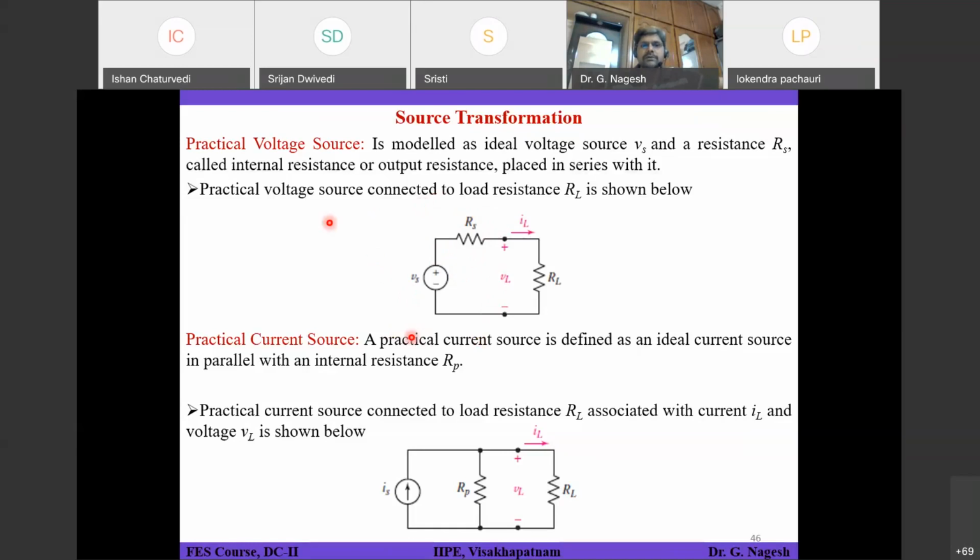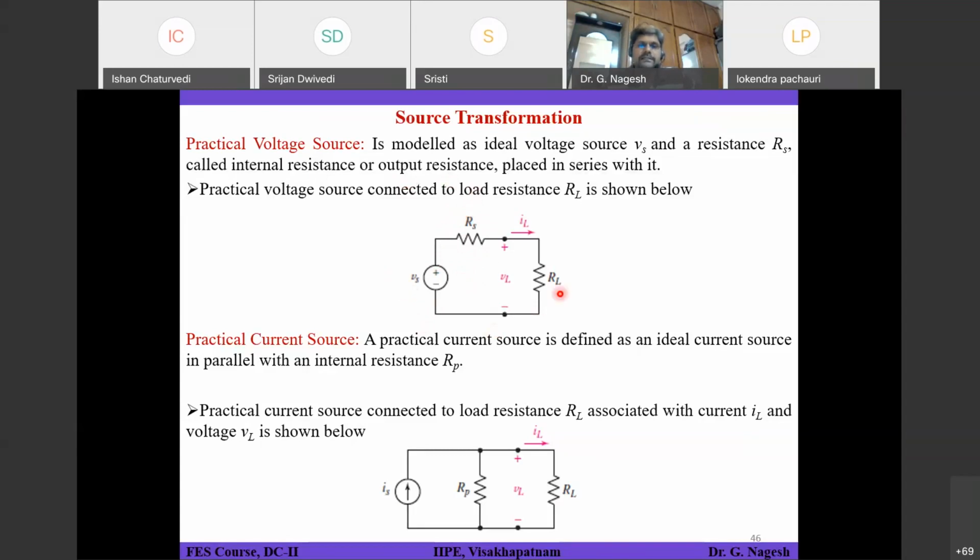A practical voltage source connected to a load resistance RL is shown in your figure. Previously, if I consider an independent voltage source connected to a load resistance RL, this Rs will not be existing in your picture. But if you consider a practical voltage source, this Rs will come into the picture. That is called the internal resistance or output resistance of the practical voltage source.